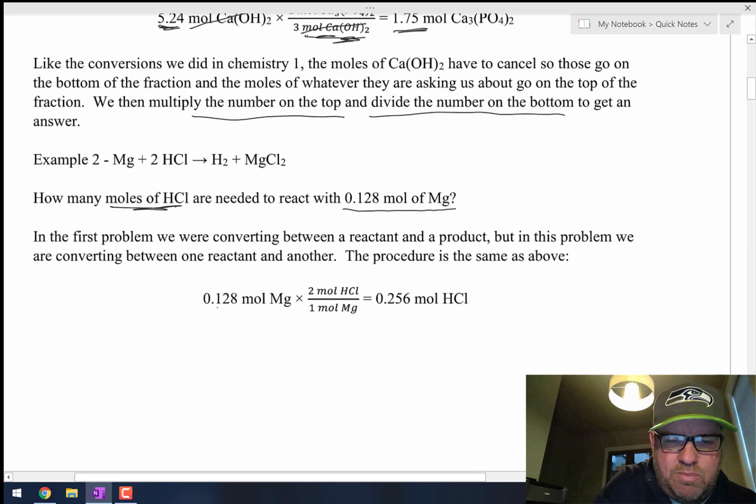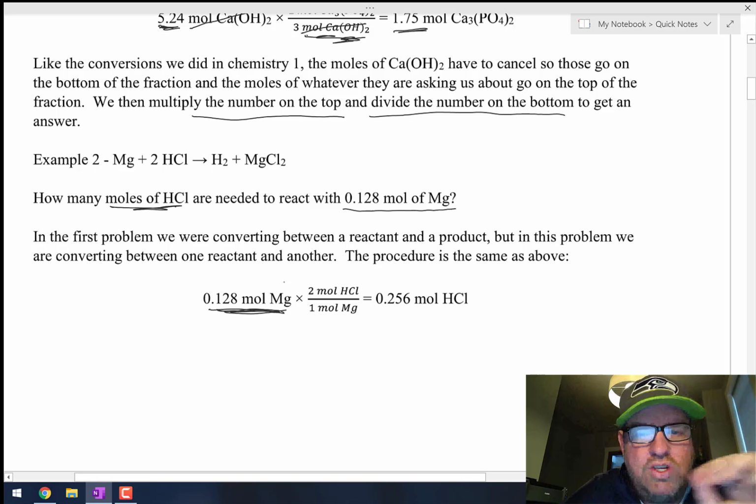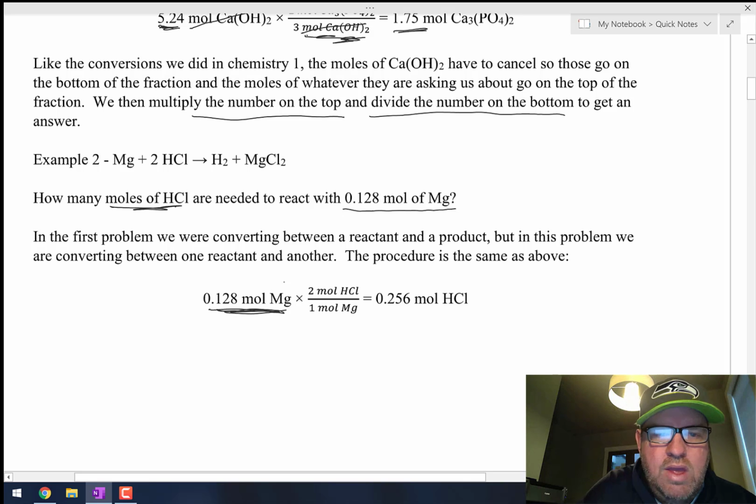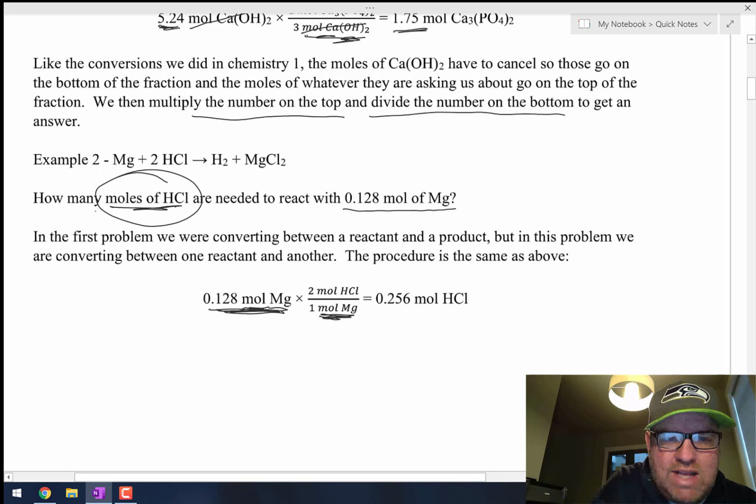So again, just like the previous example, we start with the number that they give us, 0.128 moles of magnesium. And now, again, we want to cancel the moles of magnesium. So I put that on the bottom, and I put moles of whatever they're asking me about on the top. So I have moles of HCl on the top.